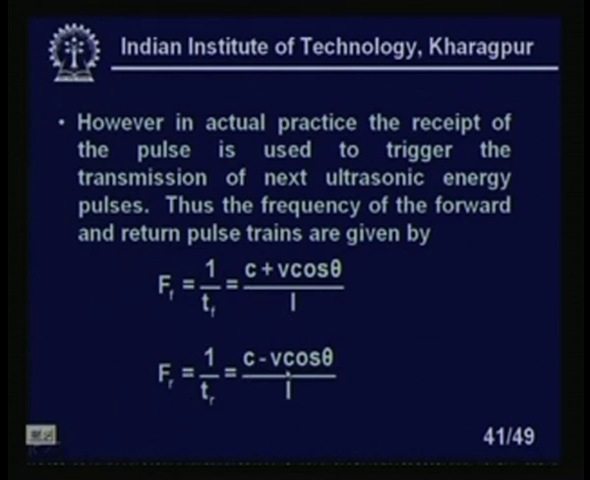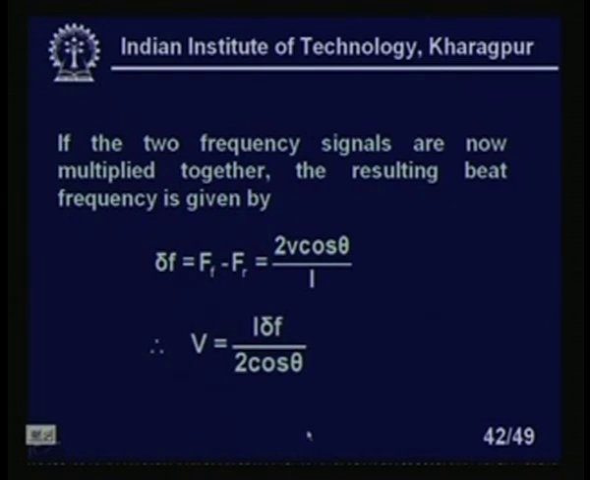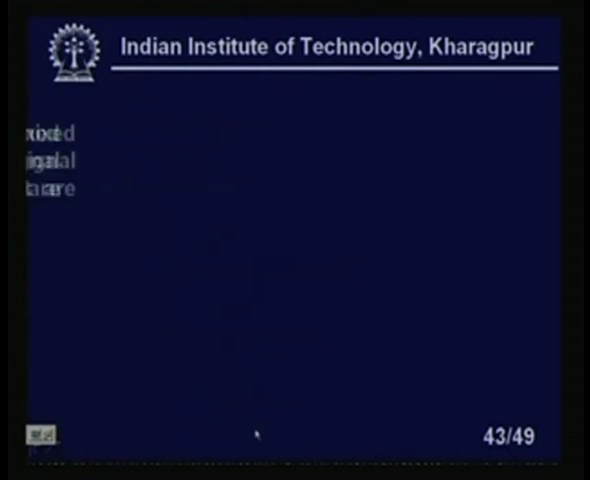theta by L, right. If the two frequency signals are now multiplied together, the resulting beat frequency comes out, the difference and the sum frequency. The difference frequency is 2v cos theta by L. So, v is L delta f by 2 cos theta. If L and 2 cos theta are fixed, then delta f is directly proportional to the velocity of the fluid flowing through the pipe, right.